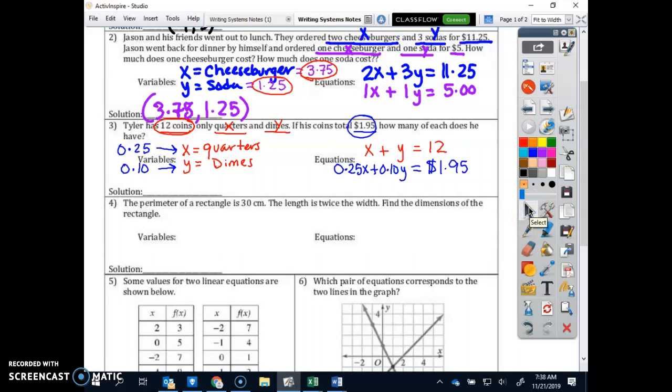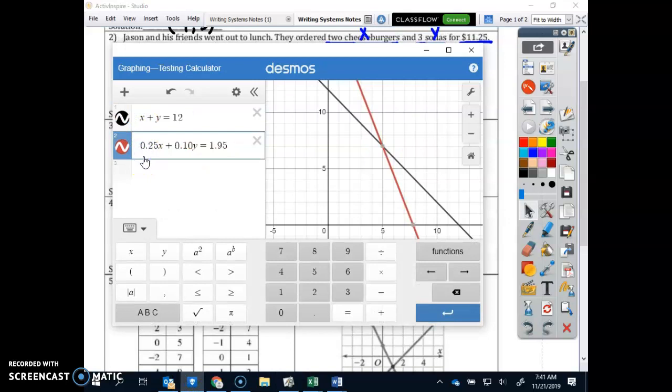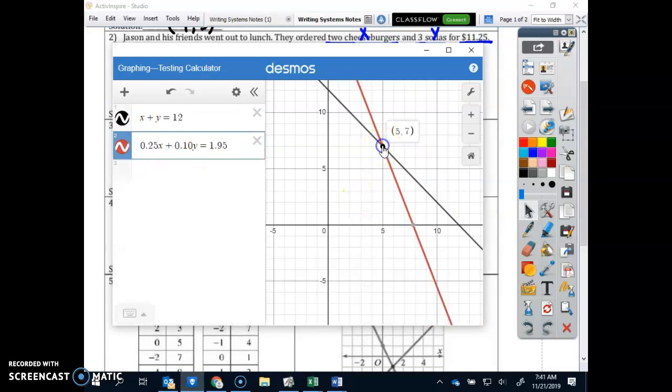Pause the video now. Okay, you should have paused the video. When we put it in decimals, these are my two equations, and this is what it looks like, and this is where they cross. That means I had 5 quarters, because X is my quarters, and I had 7 dimes, because 7 is my dimes. And if you do the math with 5 quarters and 7 dimes, it's going to equal $1.95. And when you add 5 plus 7, that's 12 coins.